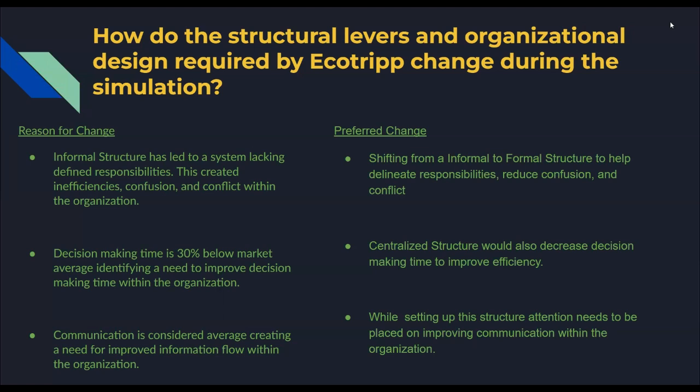So the preferred change would be shifting from an informal to formal structure. This would help delineate responsibilities, reduce the confusion, and in addition, reduce the conflict within the organization. A centralized structure would also decrease the decision-making time to improve efficiency, as we saw a 5% above market average change. While setting up the structure, attention needs to be placed on improving communication within the organization.